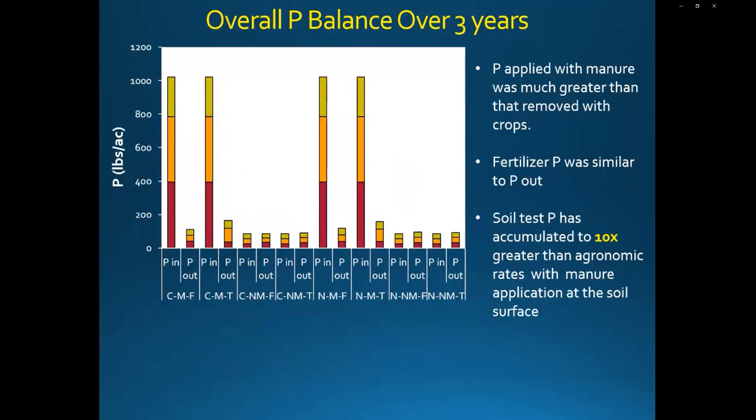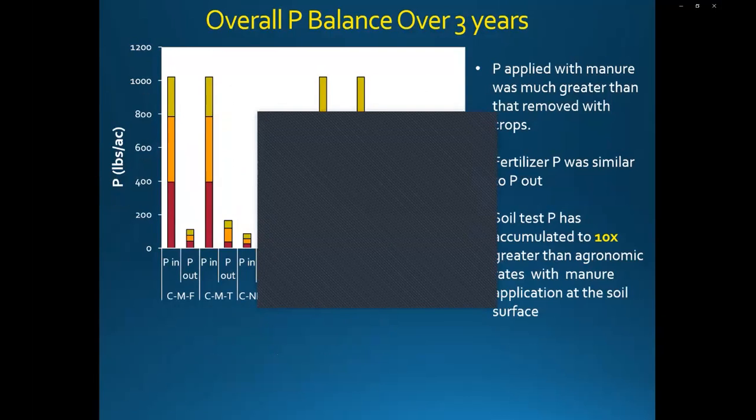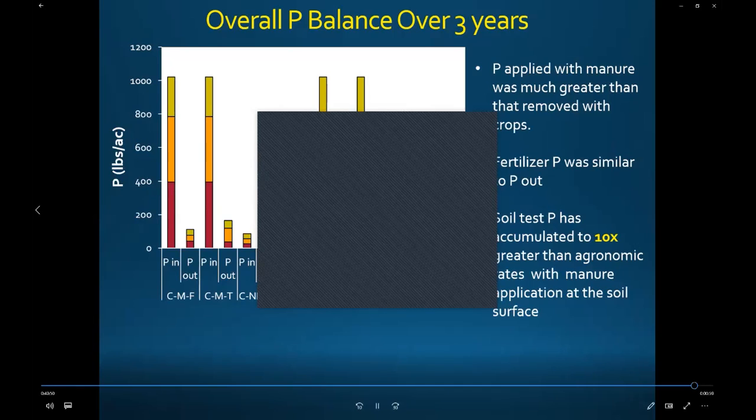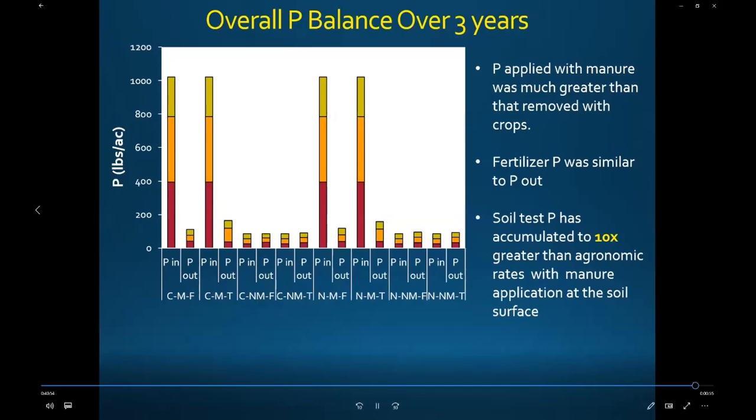The overall P balance on these sites after the 3-year cropping rotation can be seen here. And you can see that the phosphorus applied with manure was much greater than that removed in those 3 years, whereas the fertilizer was pretty similar between what was going in and what was coming out.